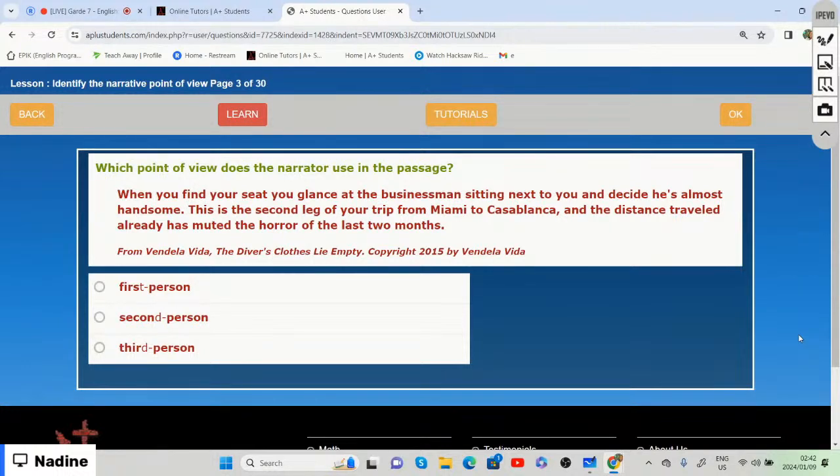We need to say which point of view the narrator uses within the passage.